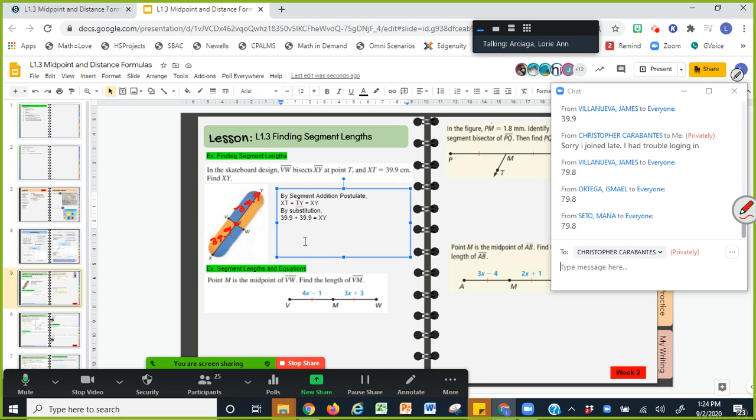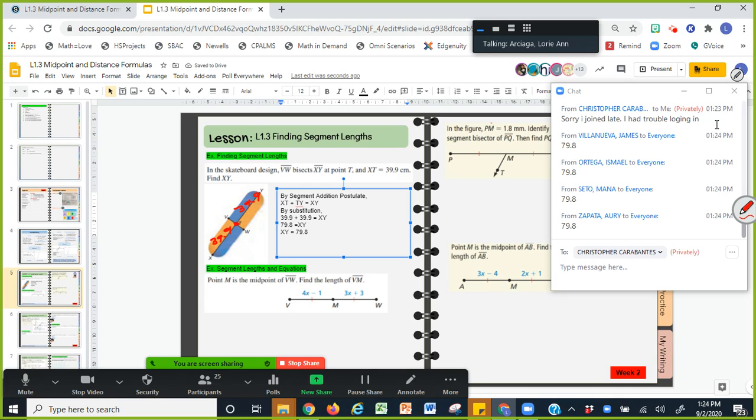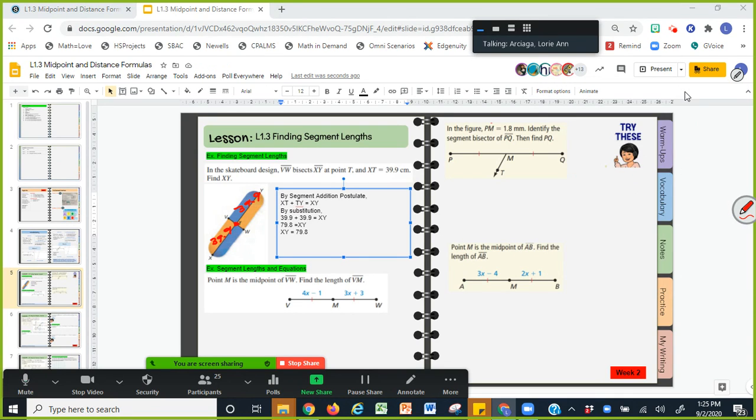All right, so James, Ismael, Mana, Ari, they all said 79.8 is equal to XY. Just a clarification: when you enter answers in Schoology, we all want answers in standard form. If you were with me last year, you know very well what that means. You have to place your variables on the left hand side and the numbers on the right hand side. So XY is 79.8. Thank you. All right, let's have another example.